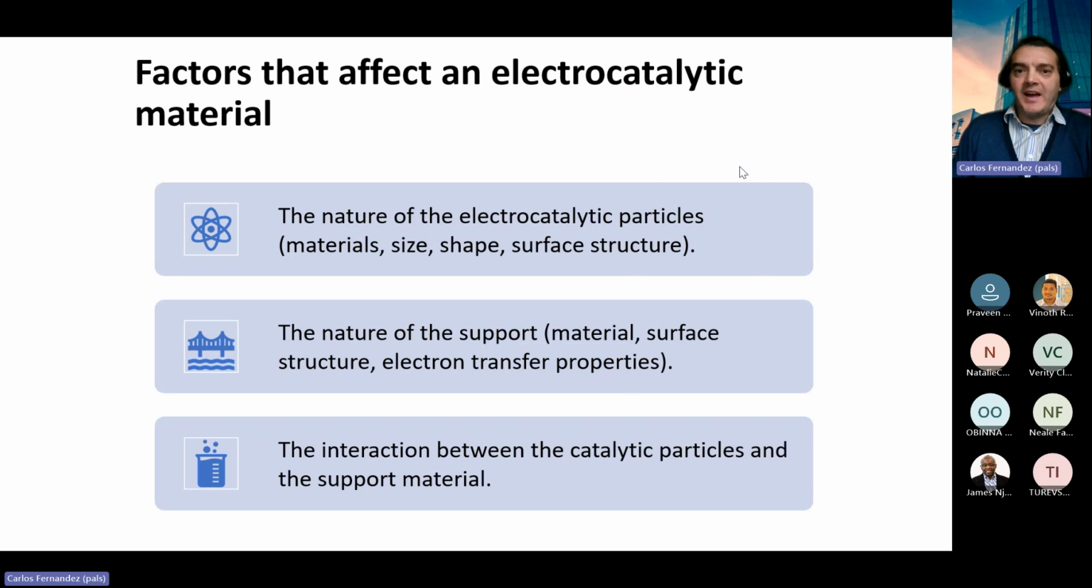Some of the factors that affect an electrocatalytic material will be the nature of the electrocatalytic particles. We will see materials, size, shape, and surface structure. This is something that we're going to look at and see based on different graphs in a minute. It will also be the nature of the support, which is the material, surface structure, and electron transfer properties. And we'll have an important aspect, which is the interaction between the catalytic particles and the support material.